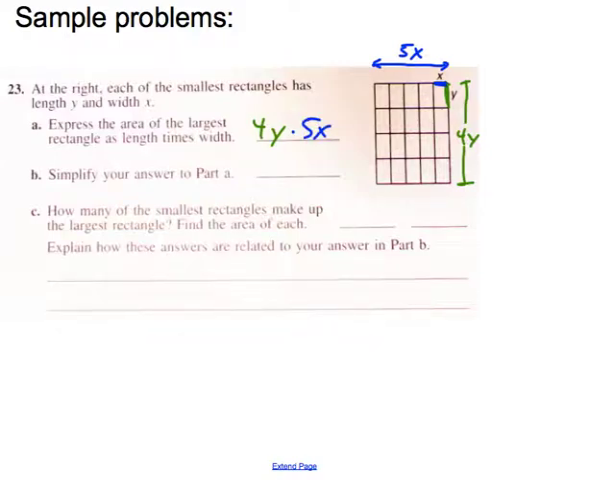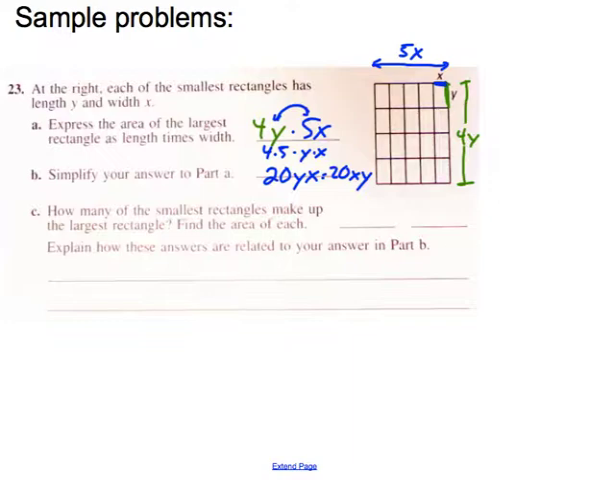Part B then asks us to simplify the answer to Part A. Well, using the commutative property, I can multiply these in a different order. I can switch the 5 and the y and think of it as 4 times 5 times y times x. And 4 times 5 is 20, so that's 20yx. Or, using the commutative property again, I can switch the x and y, because it kind of makes sense to put them in alphabetical order. 20xy. They're the same thing.